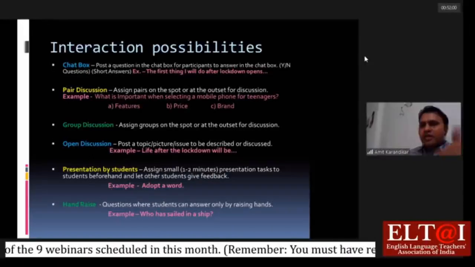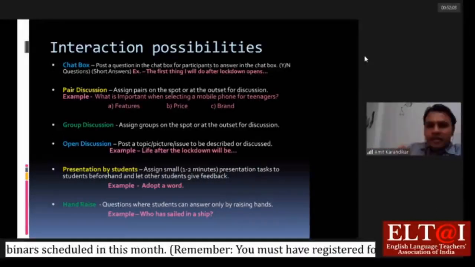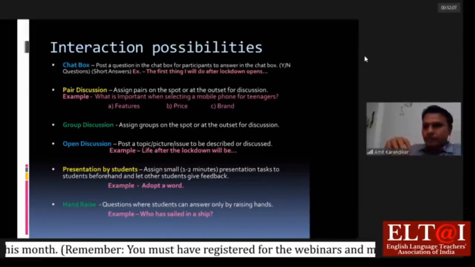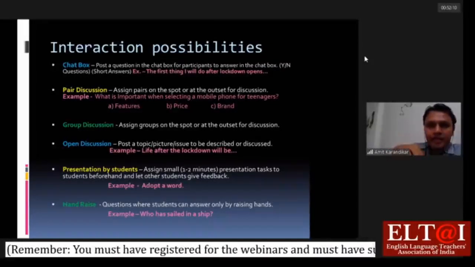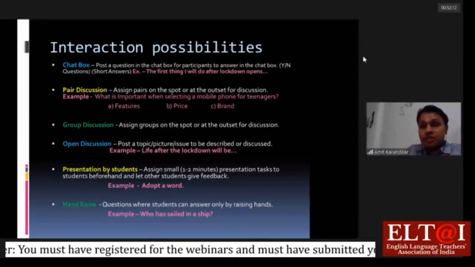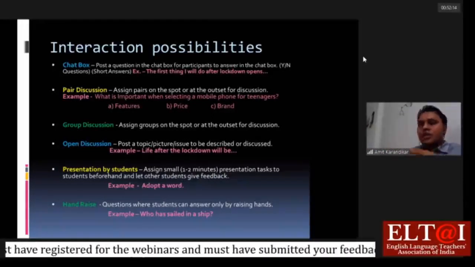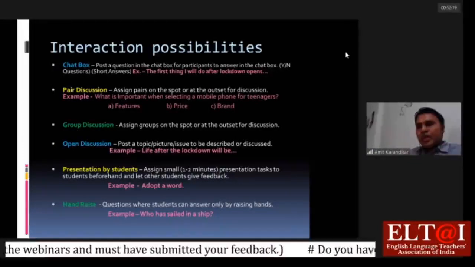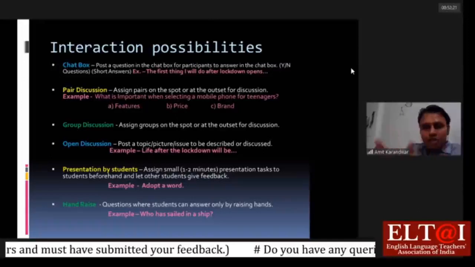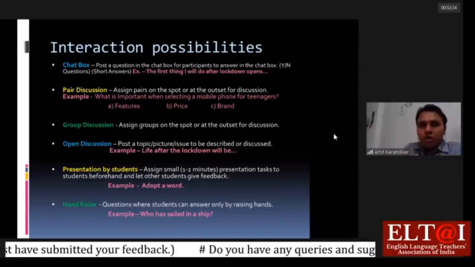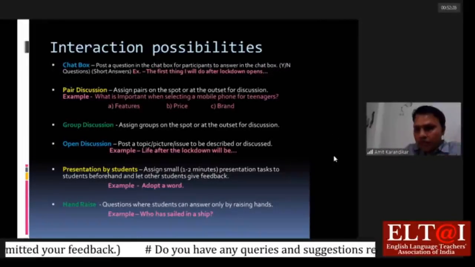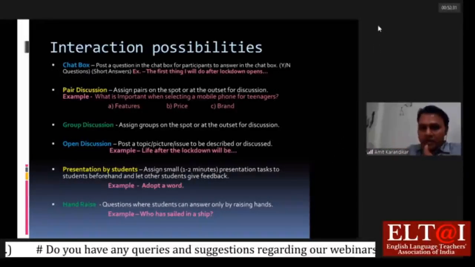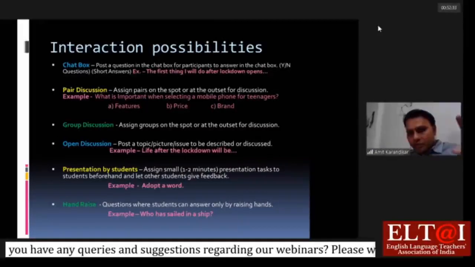Then we can have pair discussions. For this pair discussion and group discussion, we need to understand the class strength. Are we going to conduct a session of 20 students, 25 students, 40 students? In this case, it is 100 students. So generally, I assume that we have classes of somewhere about 20 to 40 students, where you can decide who you want to talk. It can be on the spot while you are conducting the session, or it can be at the outset. You can assign pairs in the beginning and then put a question for them to discuss.